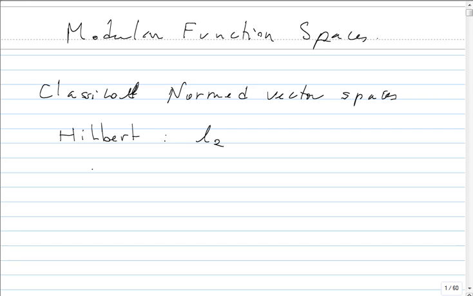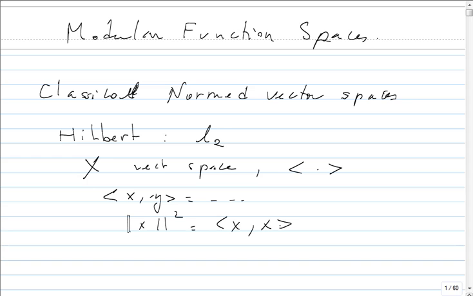For example, any Hilbert space. Remember, a Hilbert space is a vector space with a dot product. Once you have the dot product, you have the norm, and we can go back and forth. For example, how do you go from the dot product, which is a bilinear form, to the norm? The norm is given by the formula x dot x.